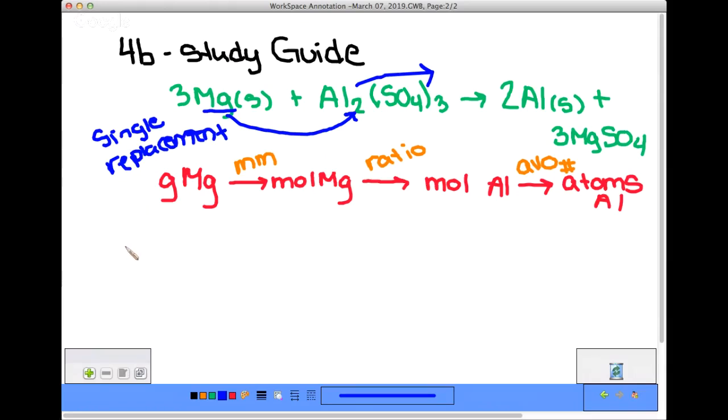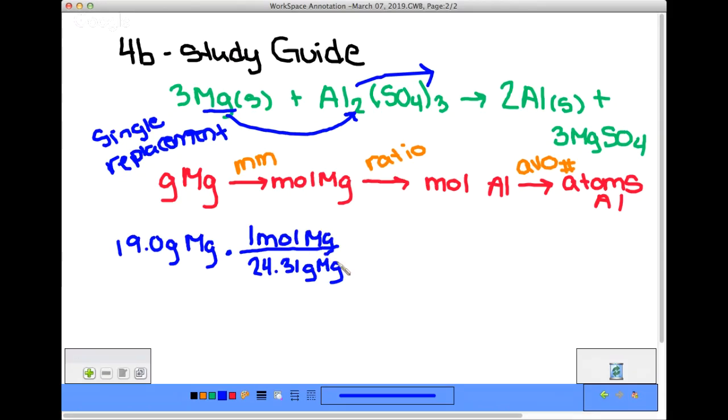Start with what's given. We have 19.0 grams of magnesium. I'm going to plug in my molar mass of magnesium. We look at our periodic table and see that our molar mass is 24.31 grams of magnesium. I put grams on the bottom so it will cancel out, over 1 mole. Units cancel out here. So that's my first step.